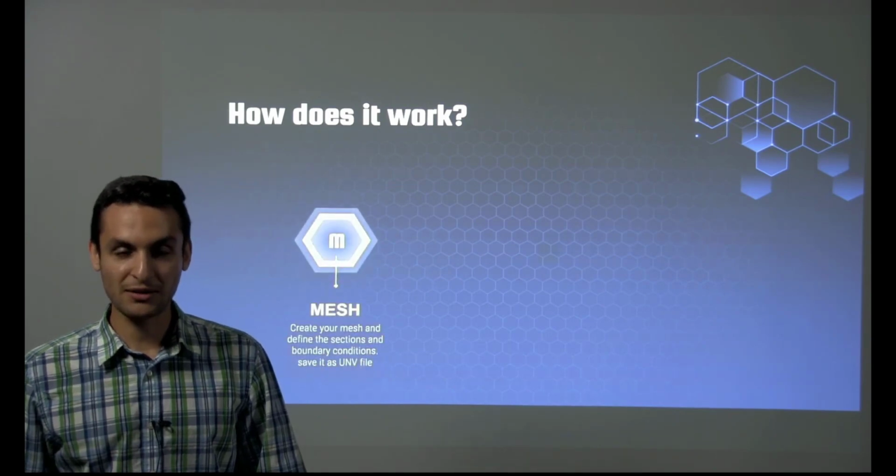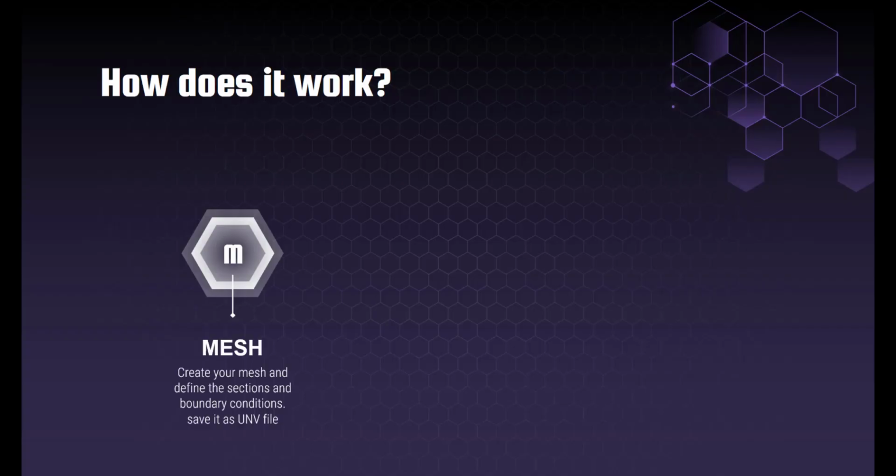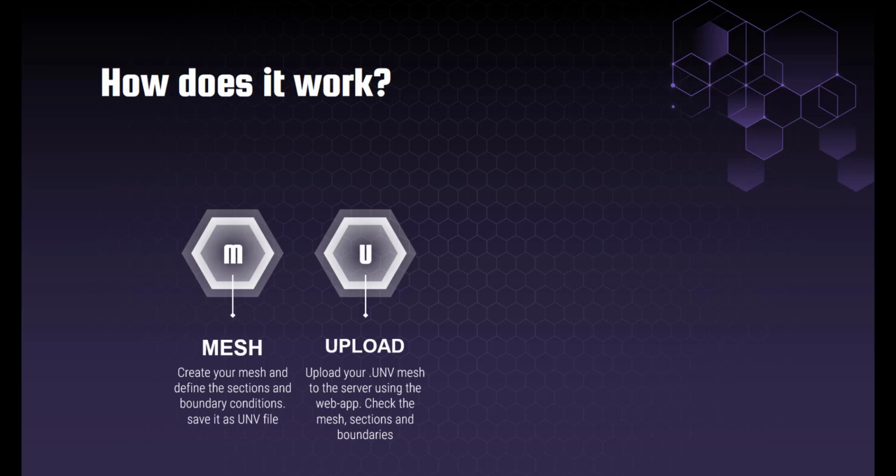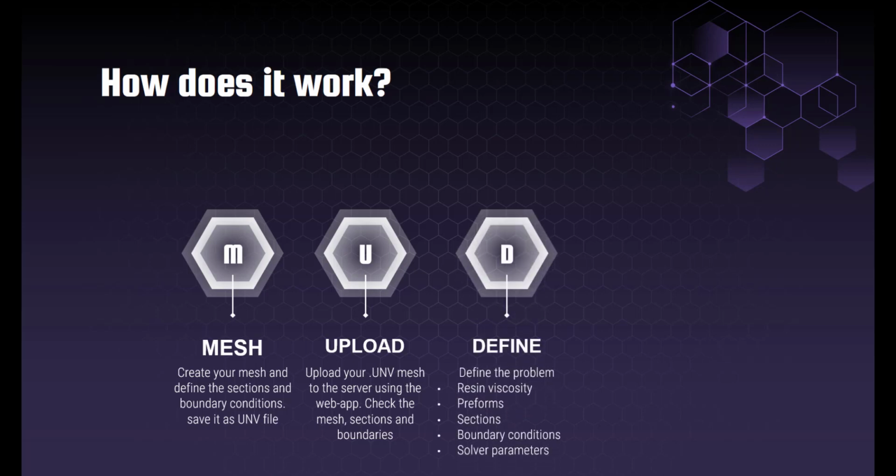First, you need to create the mesh. The mesh should be in UNV file format, which can easily be created in Salome, a pre-processing open-source finite element tool. Then, you upload the mesh to our servers. Our tool will process the mesh and show the geometry, boundaries, and sections to you.